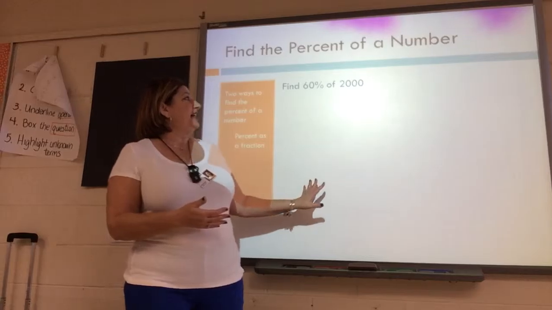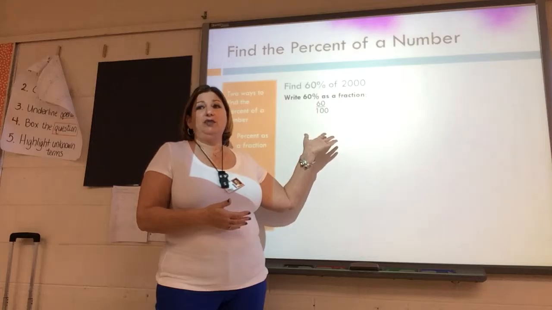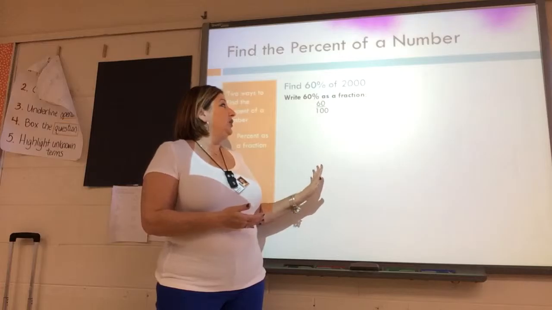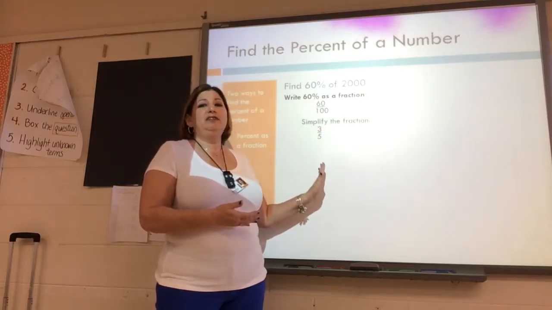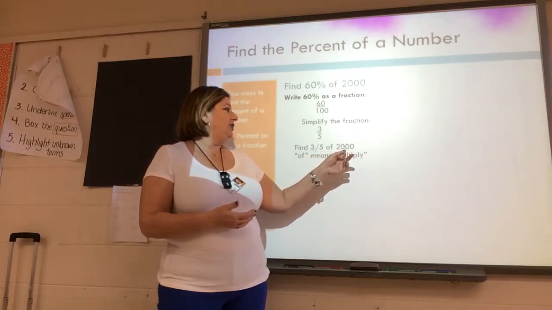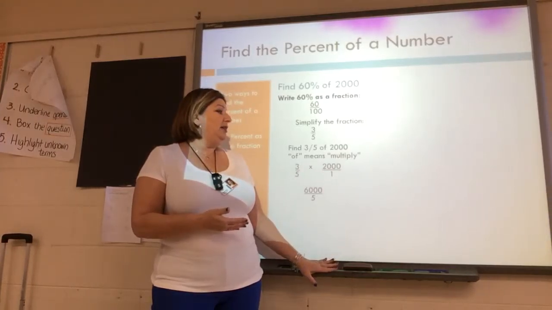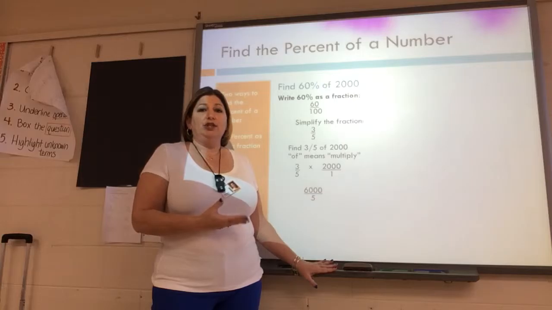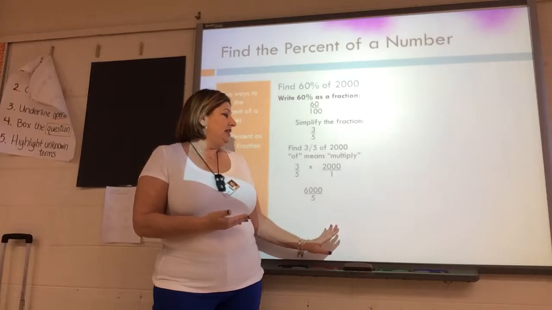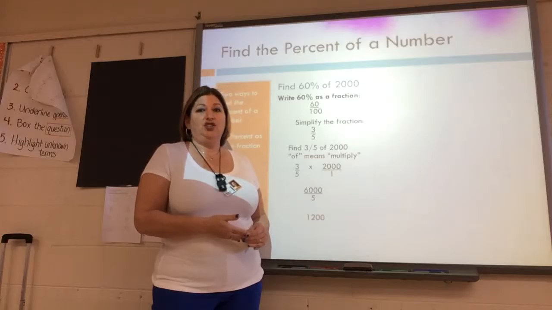If I write the percent as a fraction, 60% is a fraction, 60 out of 100, because percent means out of 100. So I write that as a fraction. I'm going to simplify that fraction, and then I'm going to find 3/5 of 2,000. The word of in math means multiply. So 3/5 times 2,000, I make that whole number a fraction by making a 1 in the denominator, and I wind up with 6,000 over 5 when I multiply straight across and reduce it to 1,200.